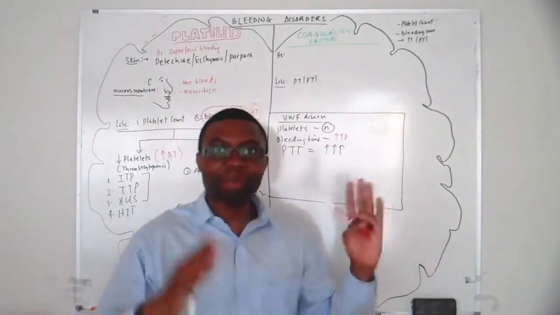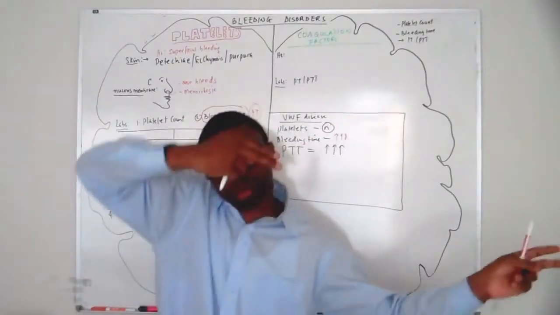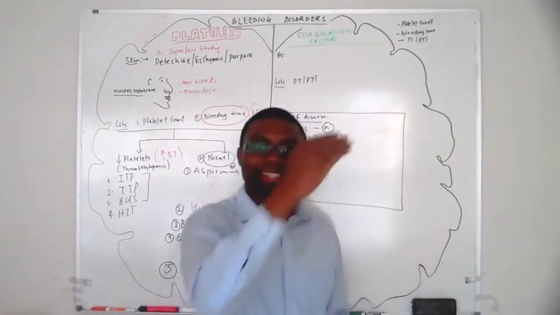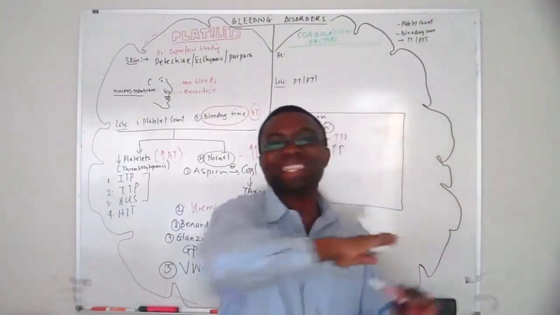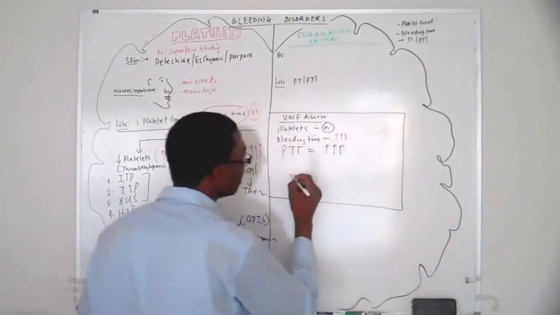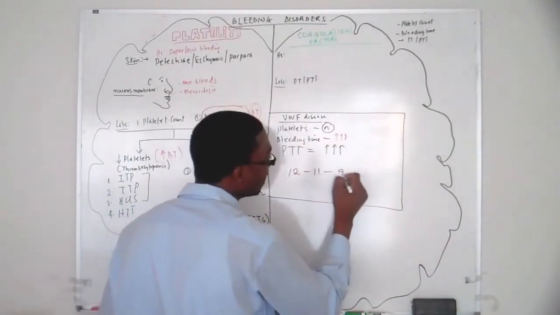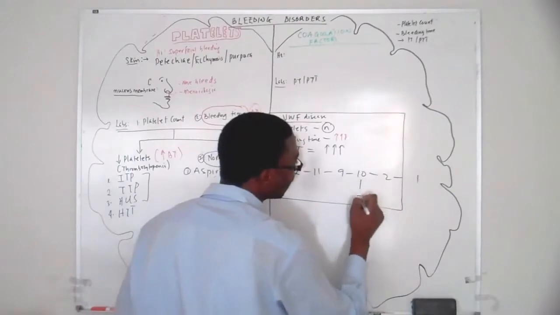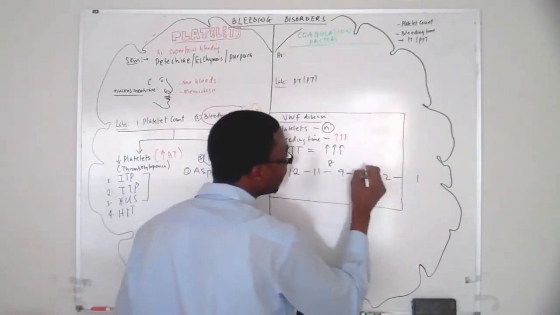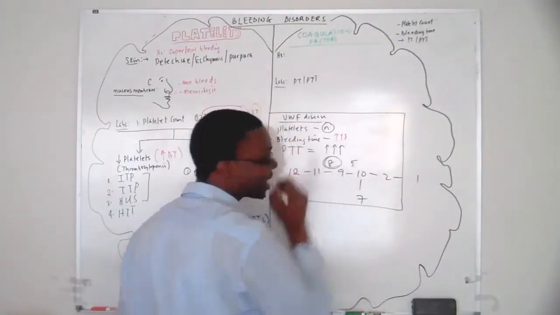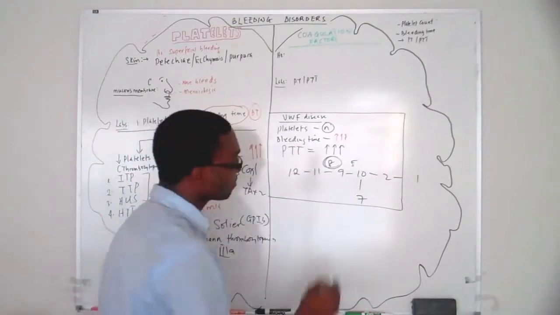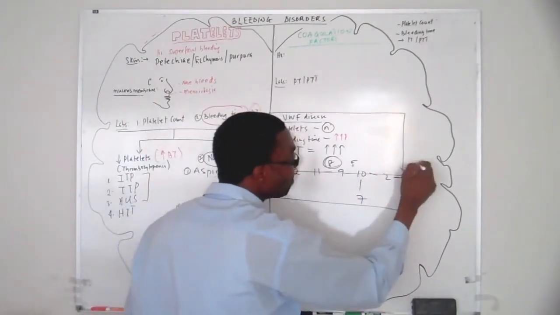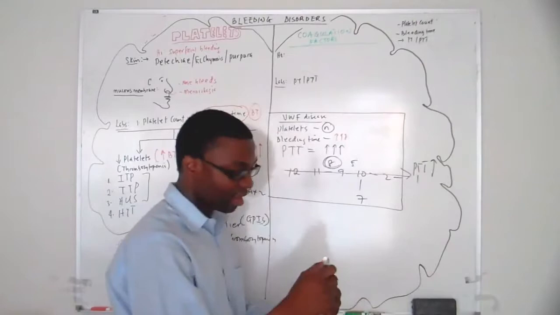Remember, PT is dependent on the extrinsic pathway. We're going to war, right? It's 1972 cofactors. It has nothing to do with this cute little mnemonic I give you: 12, 11, 9, 10, 2, 1, right? 7. This is where 8 is, and this is where 5 is. This is the guy that's missing. Factor 8. So the PTT is going to be high.